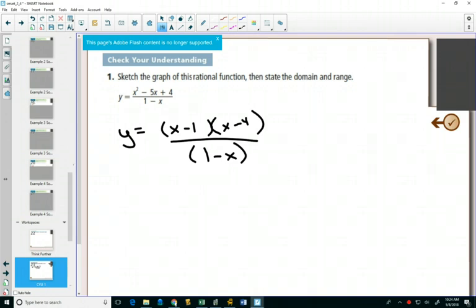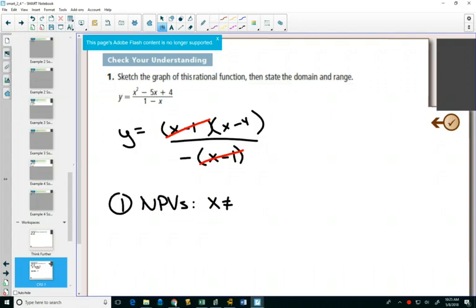I think we've seen this often enough now that instead of writing 1 minus x on the bottom, I can factor out a negative, and then it becomes x minus 1. Why is that important? Well, now these factors are identical, so they'll simplify. So step 1 is always about our vertical asymptotes and holes. Our non-permissible values, x can't equal 1, and in this case, it's a hole.